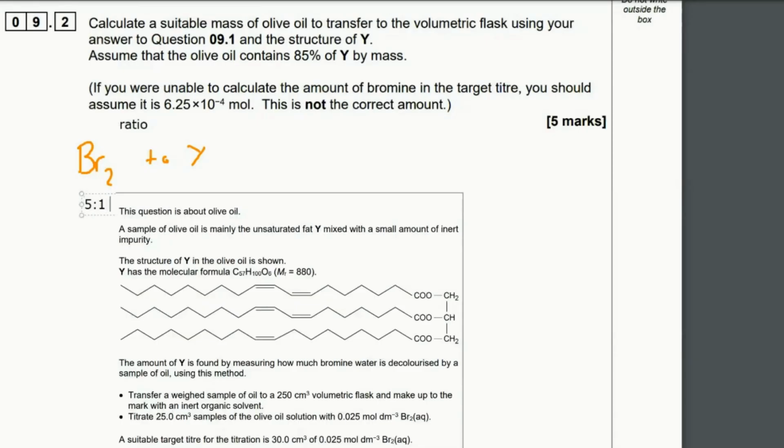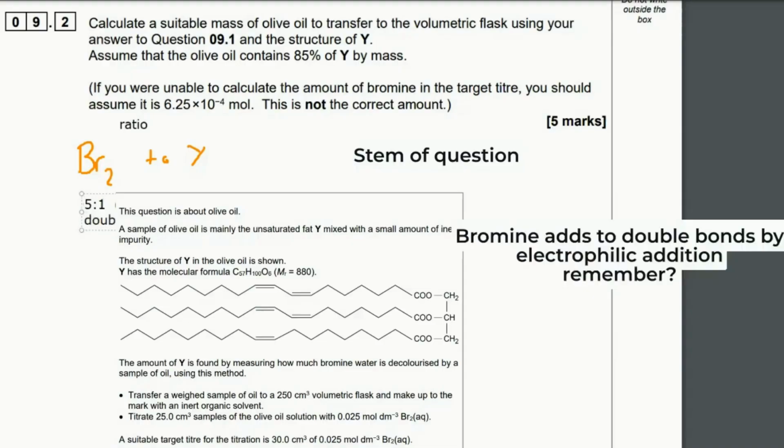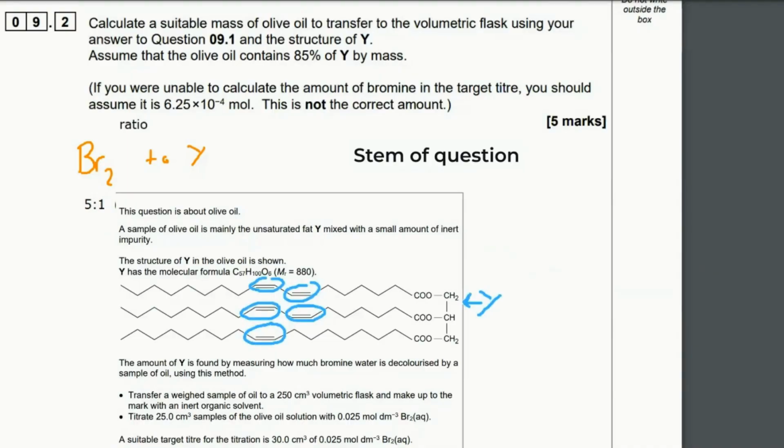Okay, if we take a look at the stem of the question, we can see that the ratio of bromine to Y must be 5 to 1. And this is because there are 5 double bonds in the structure of Y. Look here, I've circled them. That means you're going to need 5 bromine molecules for every one of these Y molecules. So the ratio is 5 to 1.